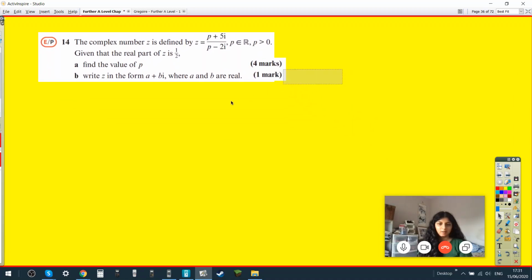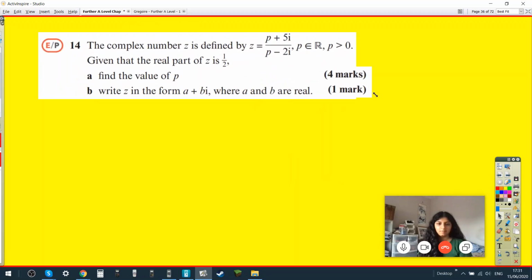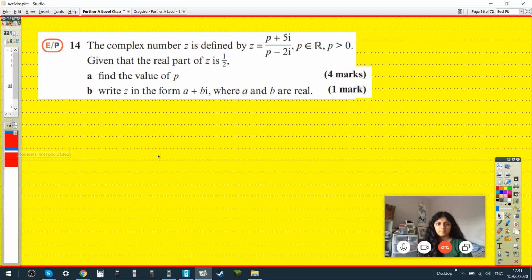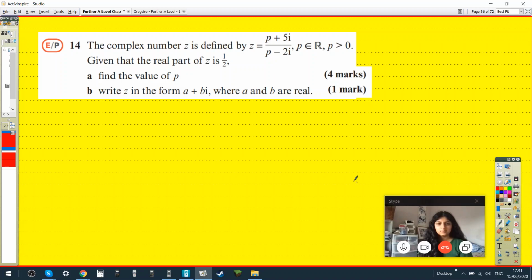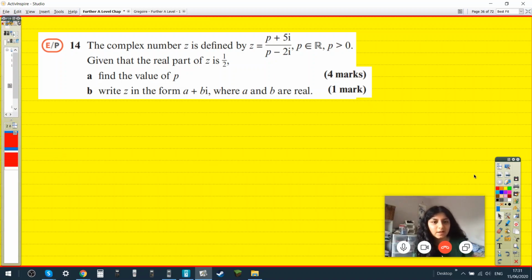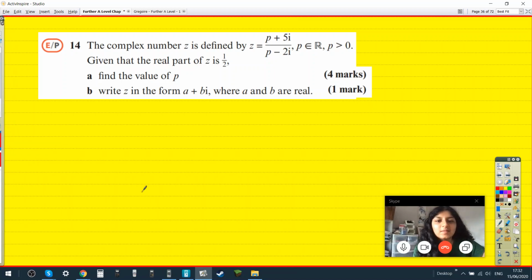See this one? It's a little different, alright. The real part. I think you should solve it first. And then you can find what P is. You have to solve it to find what P is. So you have to multiply by P plus 2i. No, yeah. Over P plus 2i.